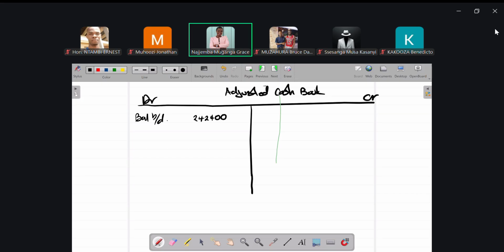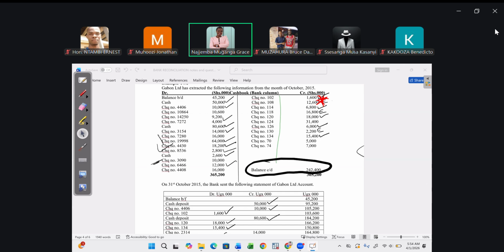Okay, so we have the debit, we have the credit side. And now we are saying in the adjusted cash book, look for the unticked things in the bank. Those on the debit, bring them on the credit. Those on the credit, bring them on the debit. Because since they are not ticked, they were not recorded. So I move to the bank. Please don't again pick transactions here in the cash book. I don't want you to cram, I want you to understand.